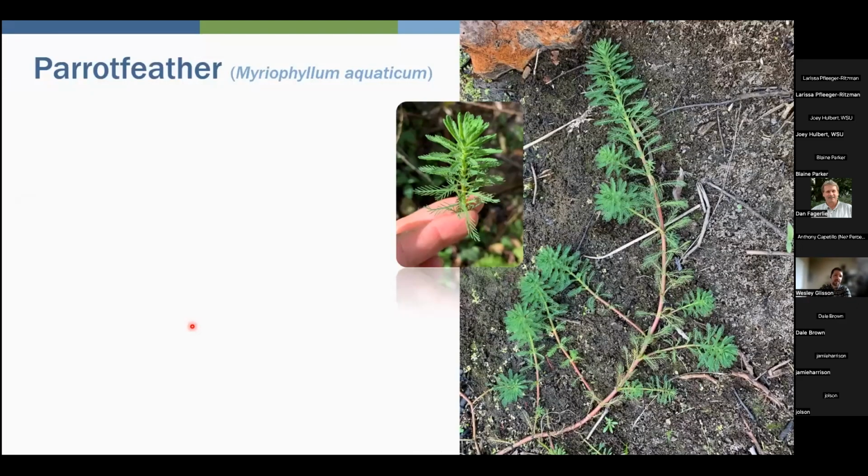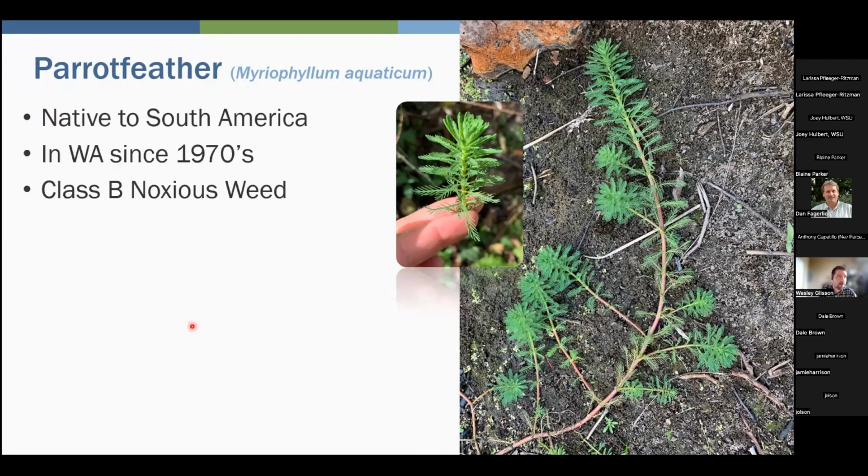All right, last species here is parrot feather. This is another species of milfoil, but it's quite different than the other 2 that I've mentioned so far. So also native to South America, like Brazilian waterweed. It's been in Washington since the 1970s. It's also a Class B noxious weed.